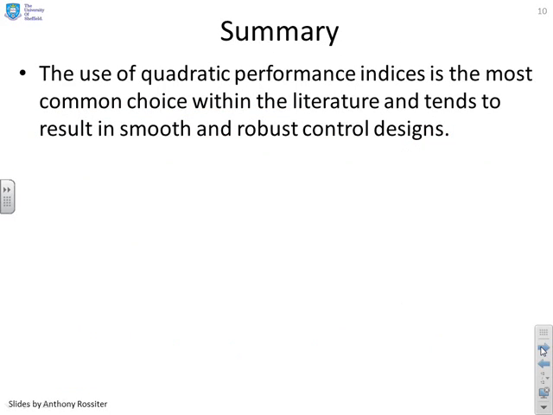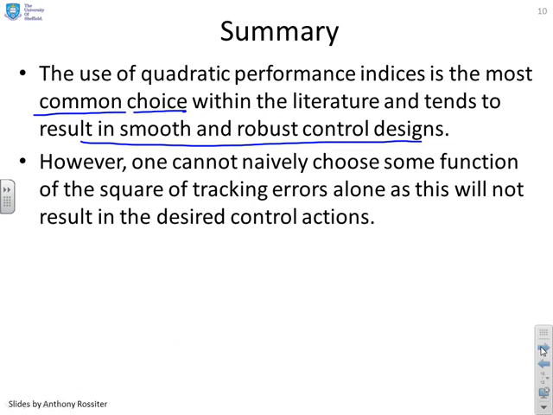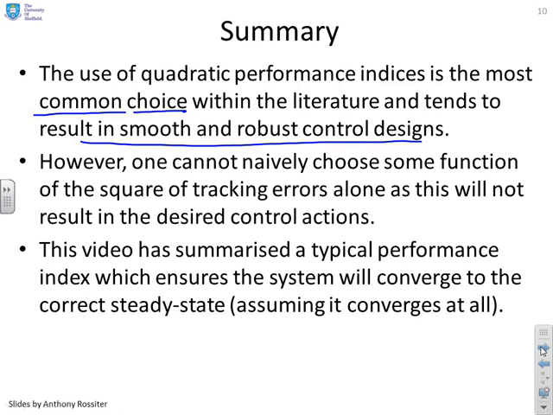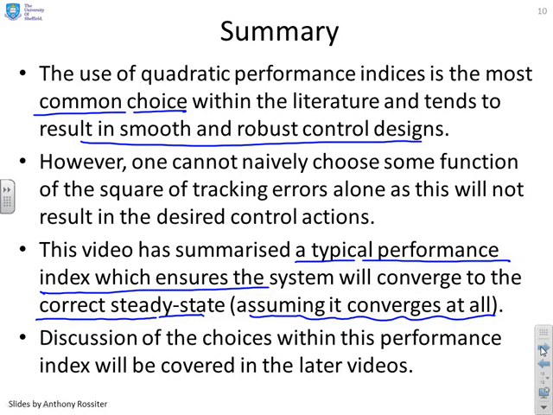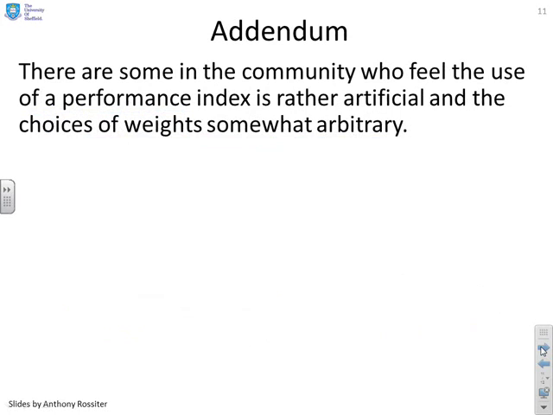So in summary, the use of quadratic performance index is the most common choice within the literature and tends to result in smooth and robust control designs. However, you cannot naively choose some function of the square of tracking errors alone, as this will not result in good control in general. And what we've done here is we've summarized a typical performance index which ensures the system will converge to the correct steady state, and you'll see the assumption there, assuming it converges at all, which we haven't proved yet. Discussion of the choices within this performance index, such as the weights and the horizons, will be covered in later videos. Now, a bit of an addendum.